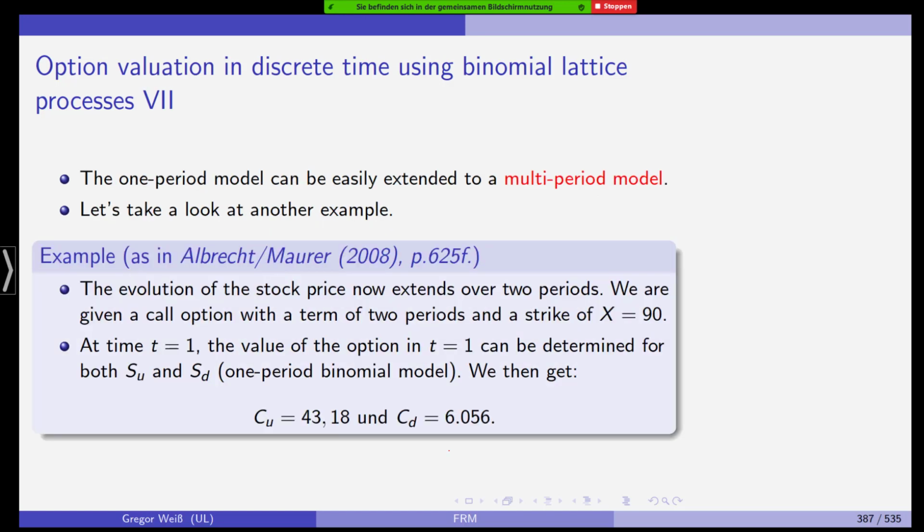So, that's this way. And we can now extend this model to a multi-period model. So let's take a closer look at another example. The time evolution of the stock now extends over 2 periods, and we are given a call with a term of 2 periods and a strike of 90. At time T1, the value of the option can be determined for both SU and SD, and we get the price to be 43.18 or 0.056. So this is 6.06 we've already seen before.